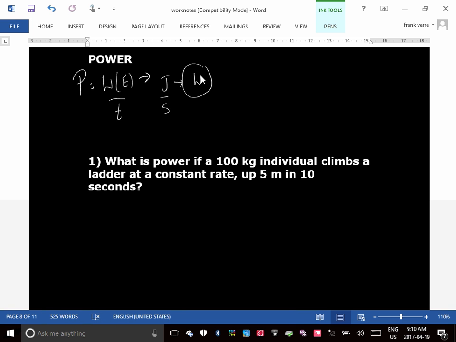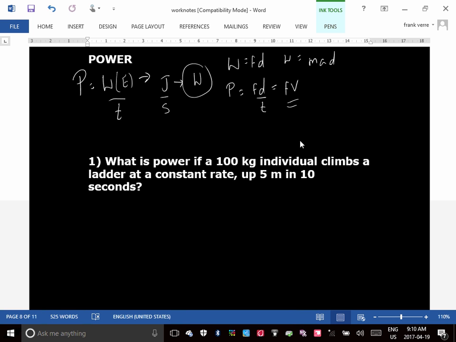Now, because the equation is W over T, we can derive some other equations. Let's think about what work is. Remember, work is force times distance. Work is also MAD. So if power is work over time, we can also say that power is force times distance over time. And if we're moving at a constant rate, then power is force times speed, or velocity.